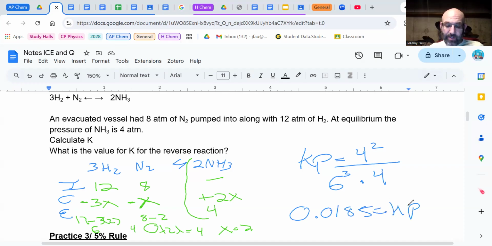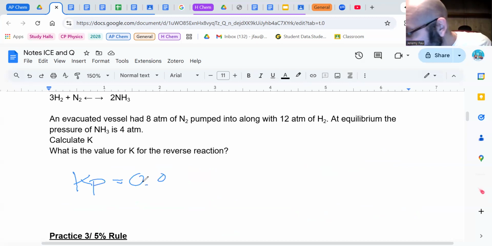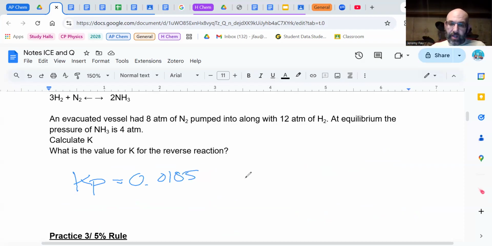Kp is 0.0185. Okay, so that is an ICE problem. So that is an ICE question. The other question is, by the way, what's the value of the reverse reaction? So if Kp is 0.0185, remember, that's products over reactants.